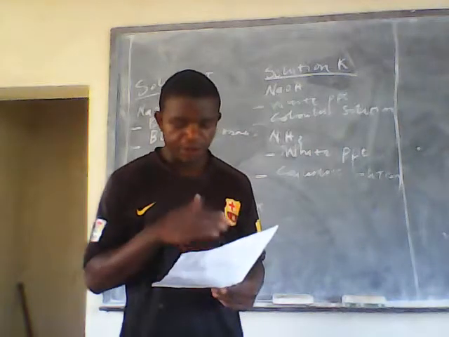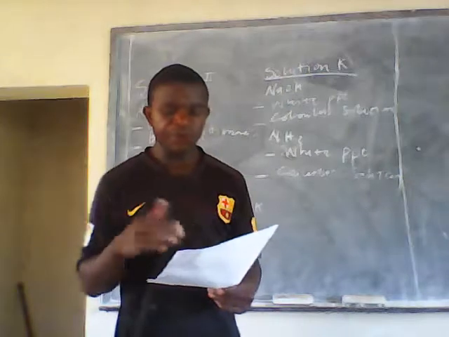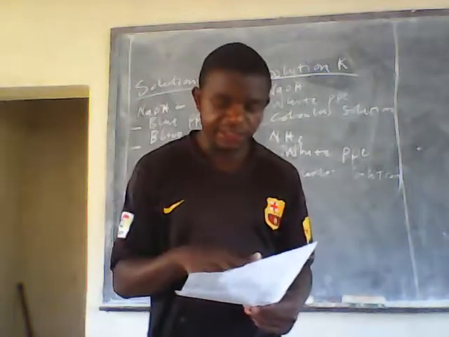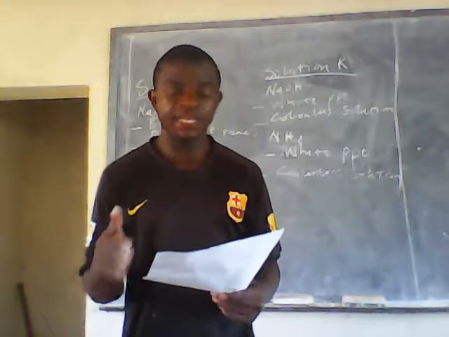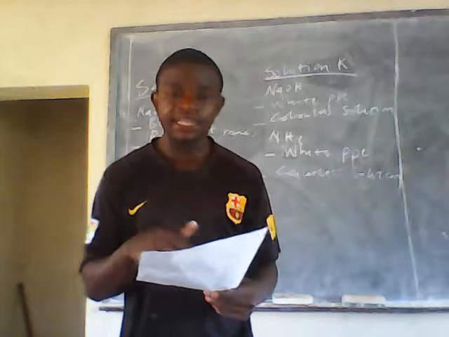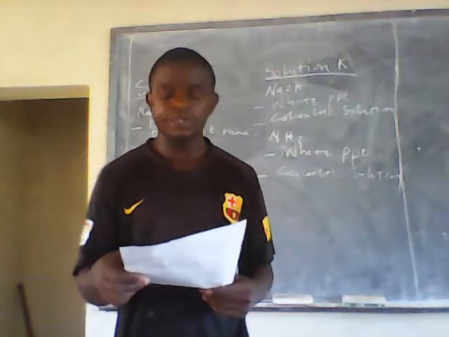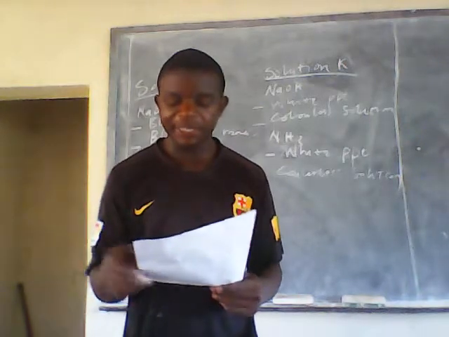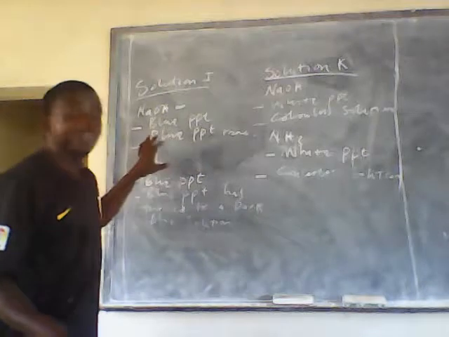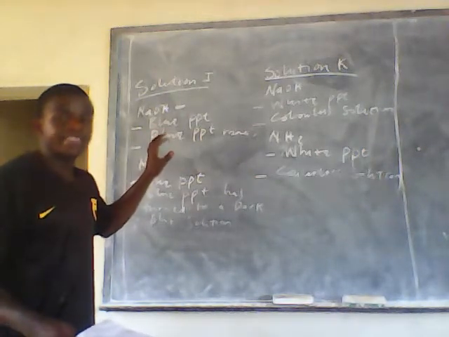So for copper 2, on the qualitative analysis table, it reads the effect of aqueous sodium hydroxide: a light blue precipitate, insoluble in excess. Then the effect of aqueous ammonia: a light blue precipitate, soluble in excess, giving a dark blue solution. So these are my observations, and they are in line with the qualitative analysis table.